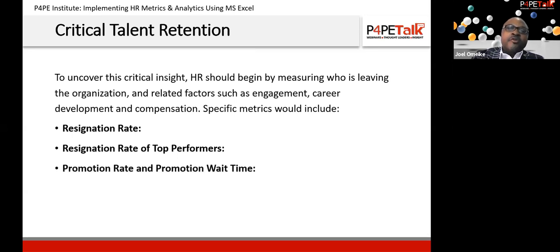A third way to measure talent retention is to measure your promotion rates. Another way of measuring promotion rates is your promotion wait time. What is promotion rate? Promotion rate says what percentage of your employees are promoted periodically. Let's say each period is 1 year, and the organization is 1,000 staff, and you promoted 50 staff this year. The promotion rate is going to be 50 over 1,000, and that's the equivalent of 5%. So 5% of your workforce is promoted annually.